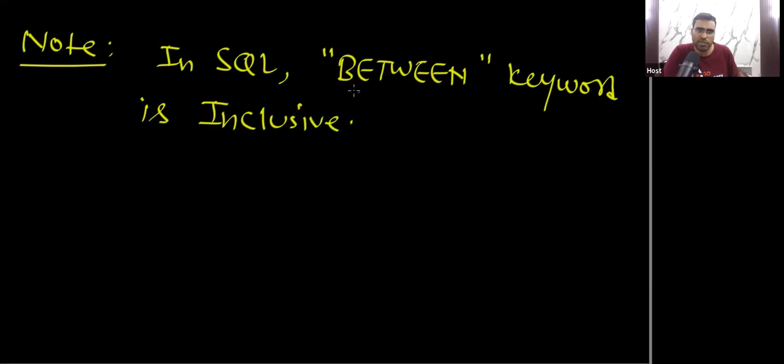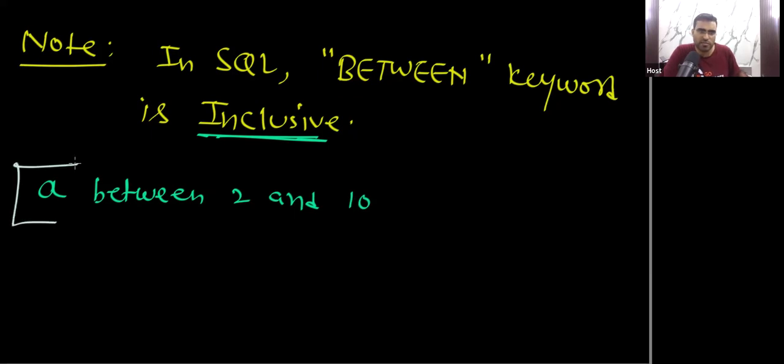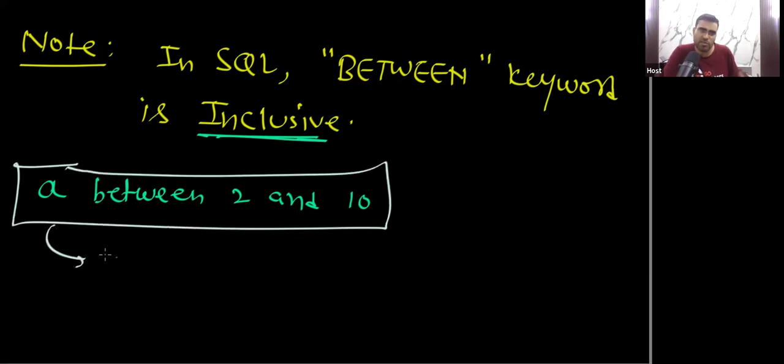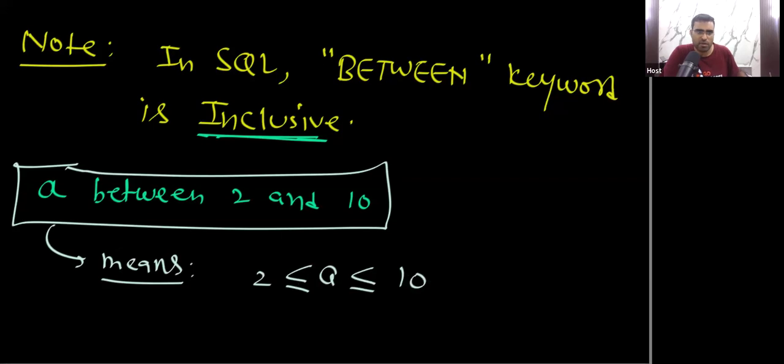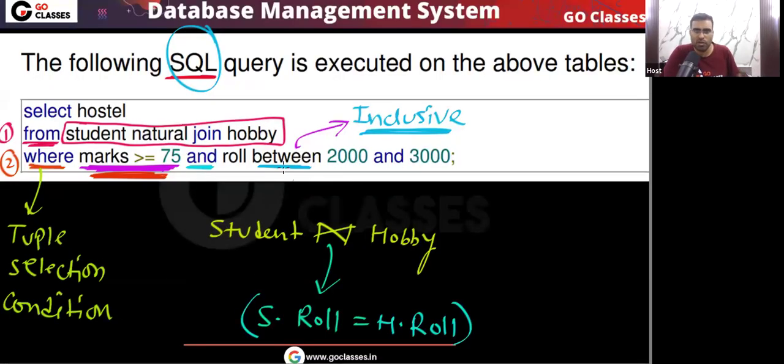Okay, this BETWEEN keyword is inclusive. What does it mean? When you write, for example, a between 2 and 10, then what this means is that a is greater than or equal to 2 and less than or equal to 10. So remember, this BETWEEN keyword is inclusive. Is this clear?